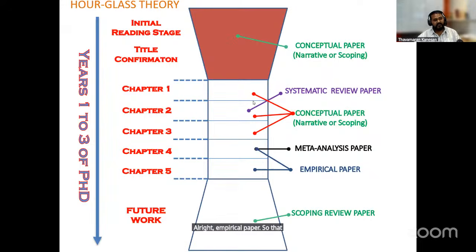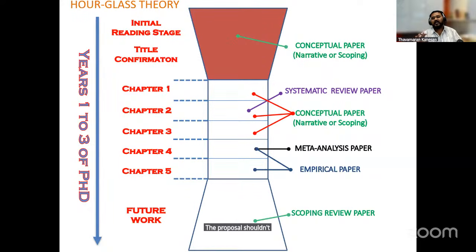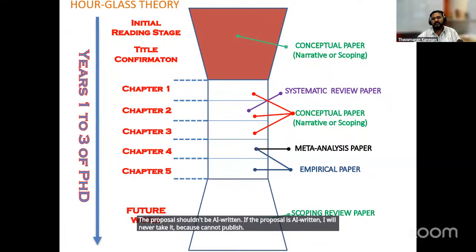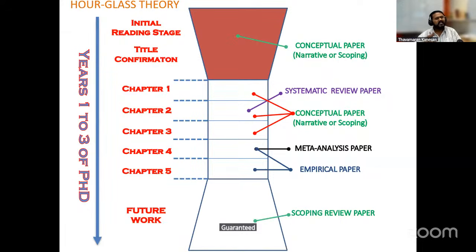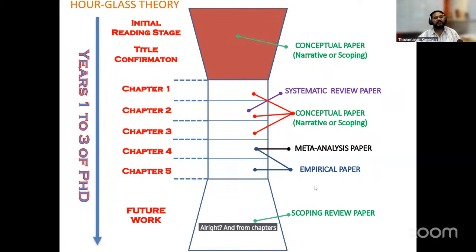So that's what we will do. This is my strategy for all my clients. Okay, but provided the proposal shouldn't be AI written. If the proposal is AI written, I will never take it because it cannot be published. Guaranteed cannot publish. Very, very difficult now. Okay, then from your chapter 4 can be a meta-analysis paper. All right. And from chapters 4 and 5, an empirical paper.